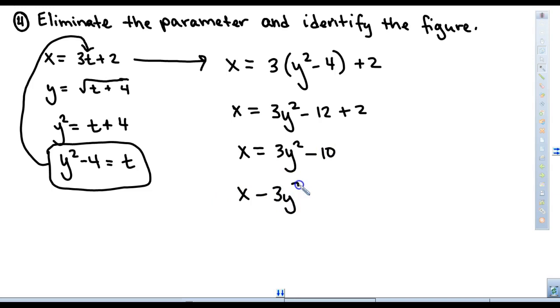Jingle bells, jingle all the way. Oh, what fun it is to parameter.